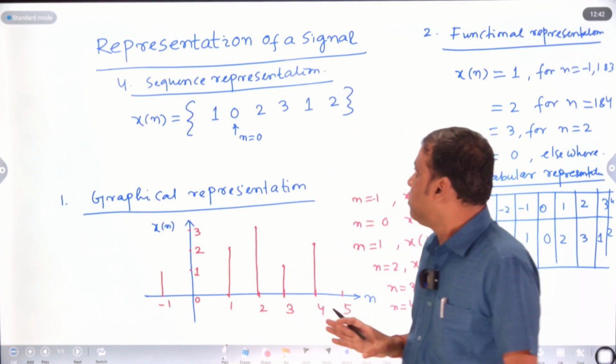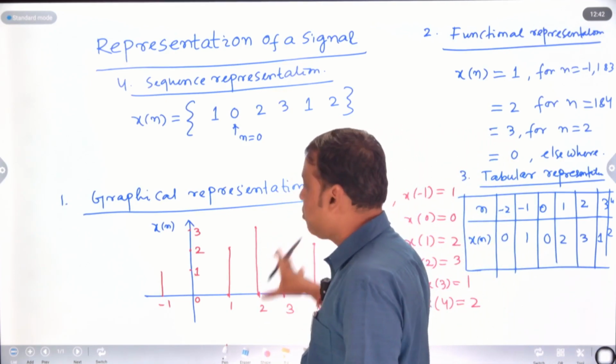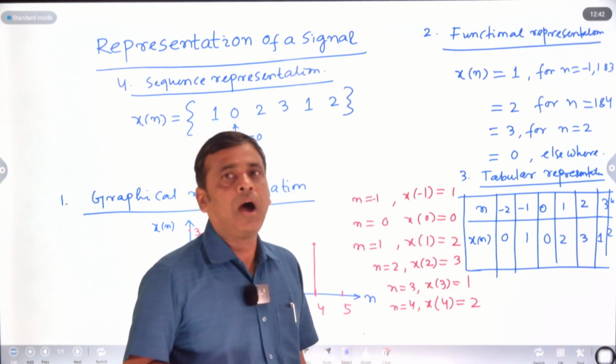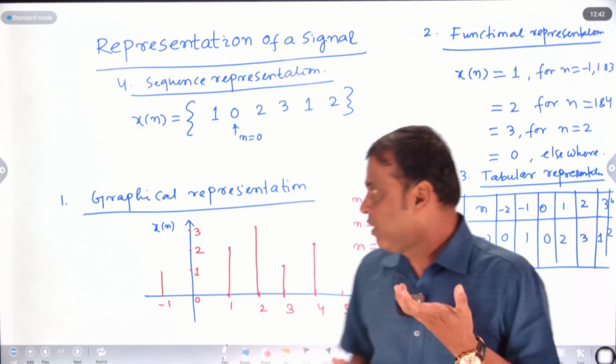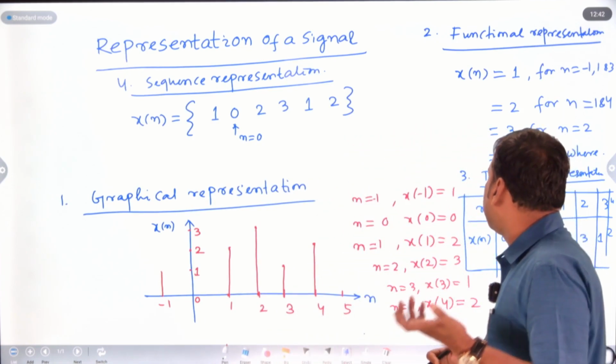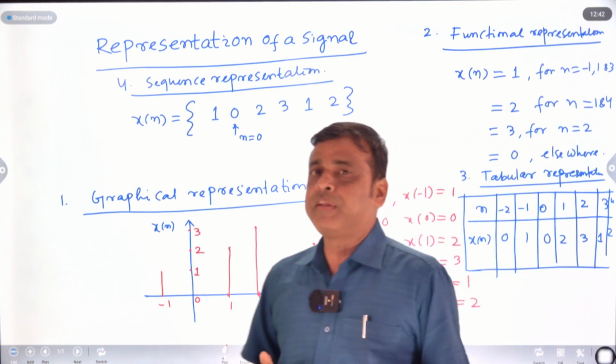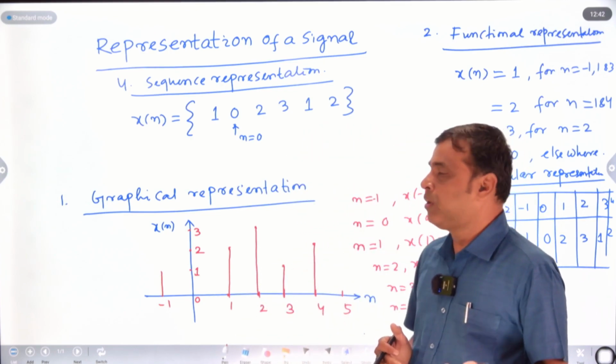So there are 4 different ways to represent discrete signals: first, graphical representation; then functional representation; third, tabular representation; and fourth, sequence representation.